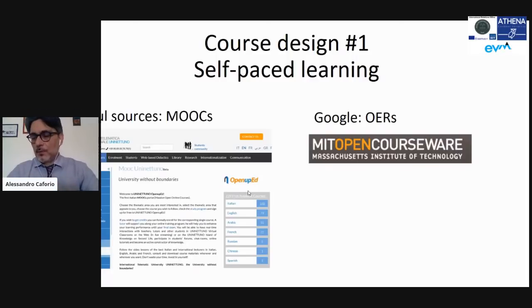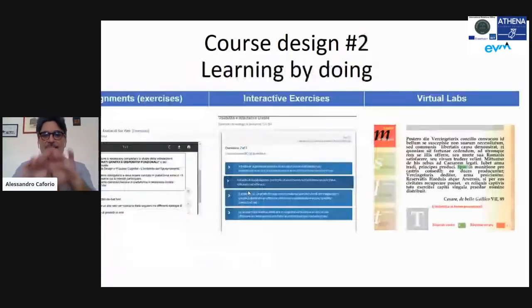The second aspect of providing online learning in the Unituno model is let students try what they learn. In our learning environment, we have three kinds of activities that we propose to students. Assignments, what we call exercises, so something that the professor provides through the platform, and the student has to submit in order to be corrected and graded by the professor and the tutors.